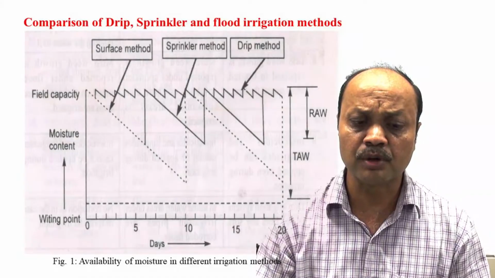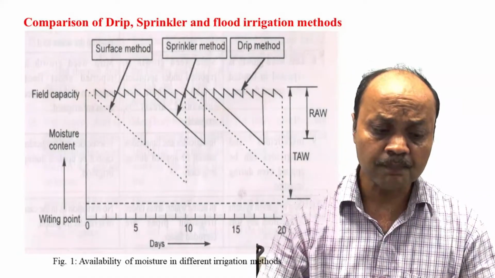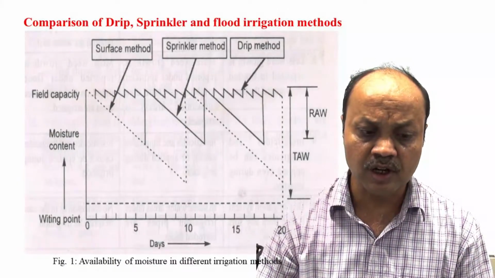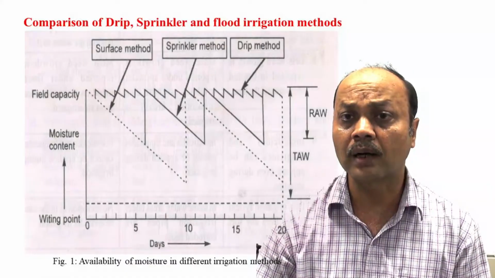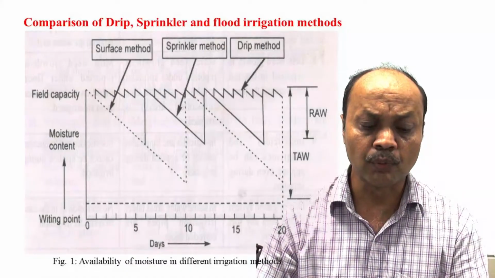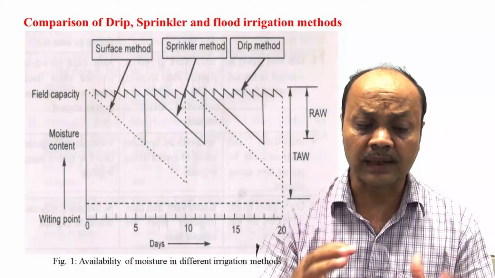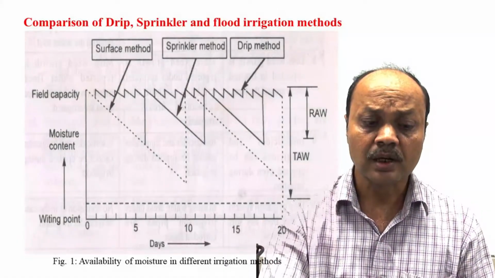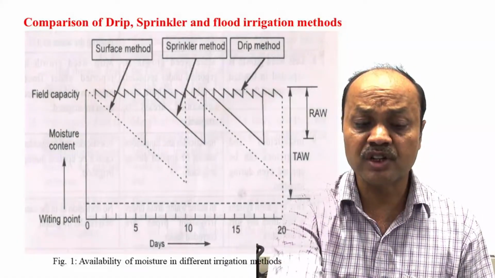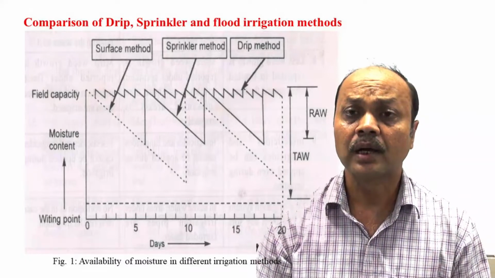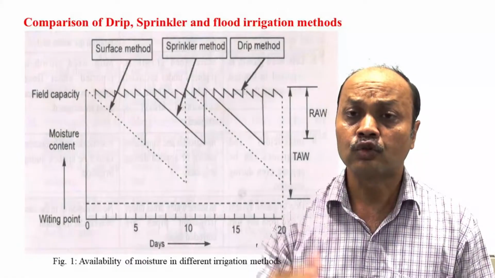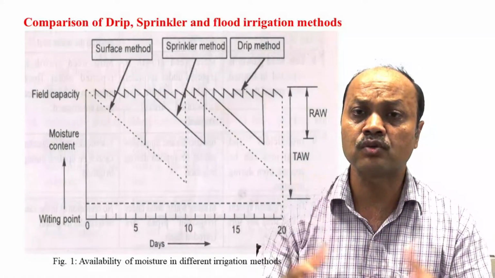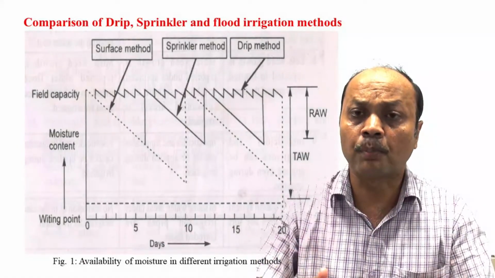You can see that this is a comparison between the surface method, sprinkler method, and drip method. You can see what field capacity is. Basically it is your moisture content, the freely available moisture, that is, the amount of water available between your wilting point and field capacity. That is the moisture that is easily available to your plant. You can see in the surface method what happens. Your moisture content changes a lot, because in surface irrigation, today we irrigate, then after 10 days we irrigate. So on the first day it is over irrigated, and with time, because less water will be available in the root zone, the crop will come under stress.